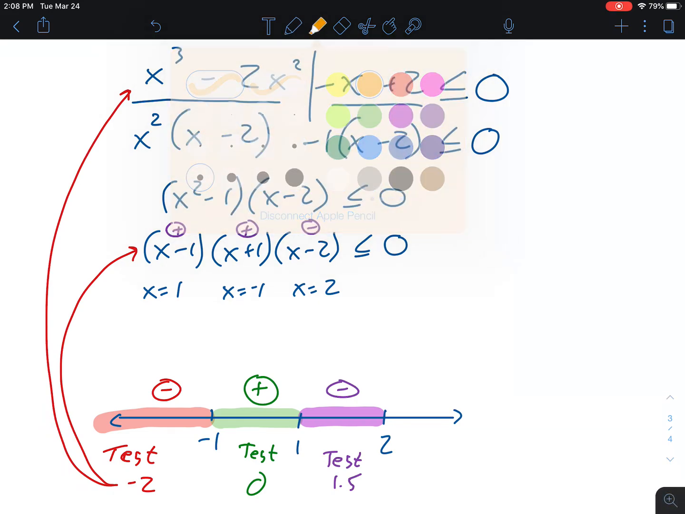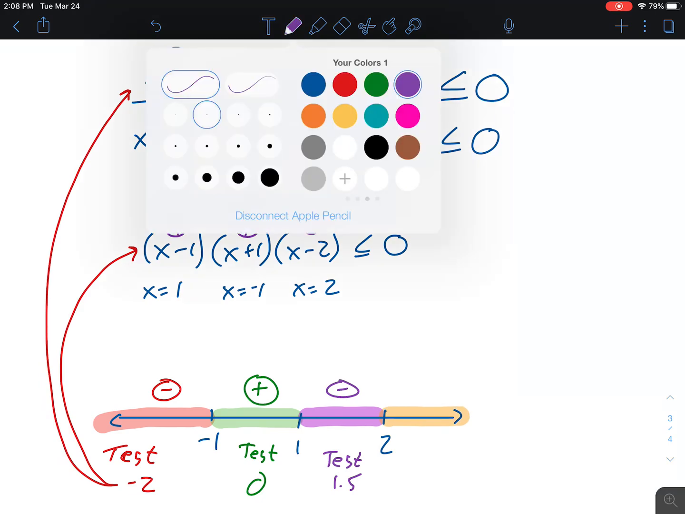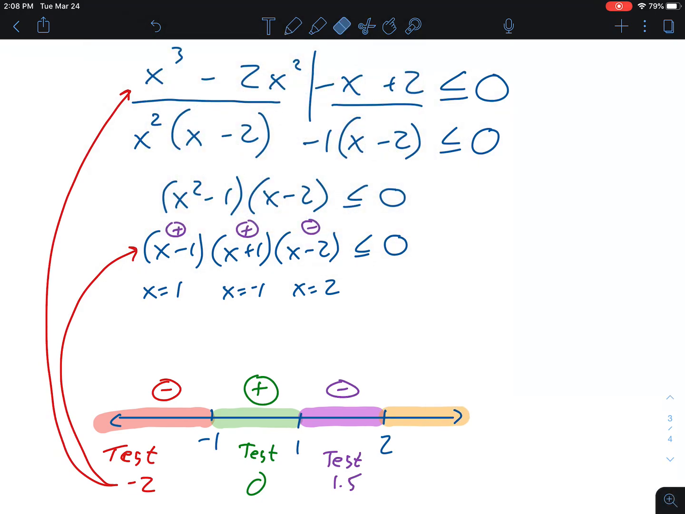All right, so now I'm alternating. I assume this last area will be positive, but let's see. So I'm going to test, again, I'm going to erase these. I'm going to test the number, any number greater than 2. I'll pick the number 3. So plug in 3 to here.